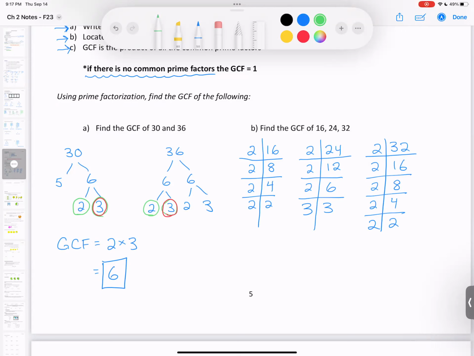So what I'm going to do is circle prime factors that are in common to all 3 of these. So we've got a 2 here, we have another 2 in common, and another 2. And that's it. Those are all that are in common to all 3 of those. So then our GCF is going to be the product of those common prime factors. So 2 times 2 times 2, which gives me 8.